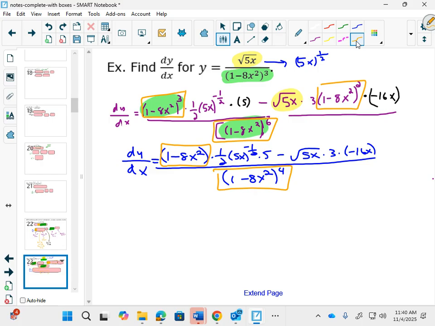Quotient rule often has, especially if you have some sort of power in your denominator, it's very likely that you'll have a common factor that can be simplified.